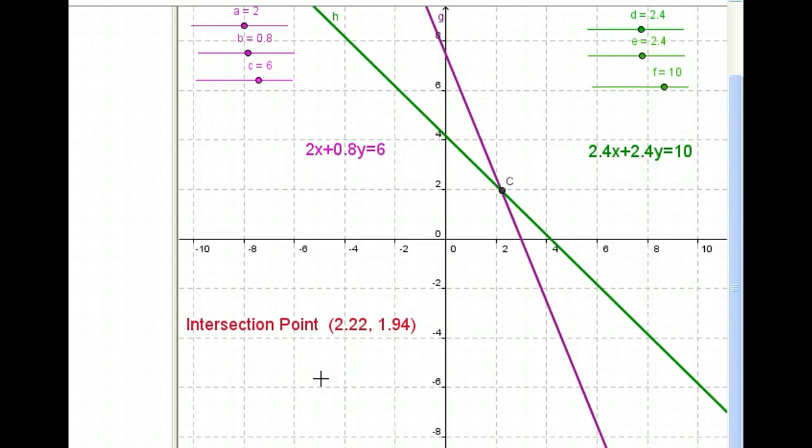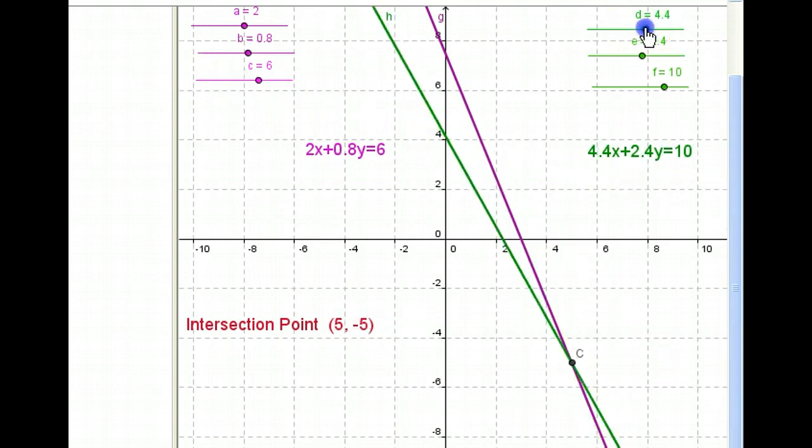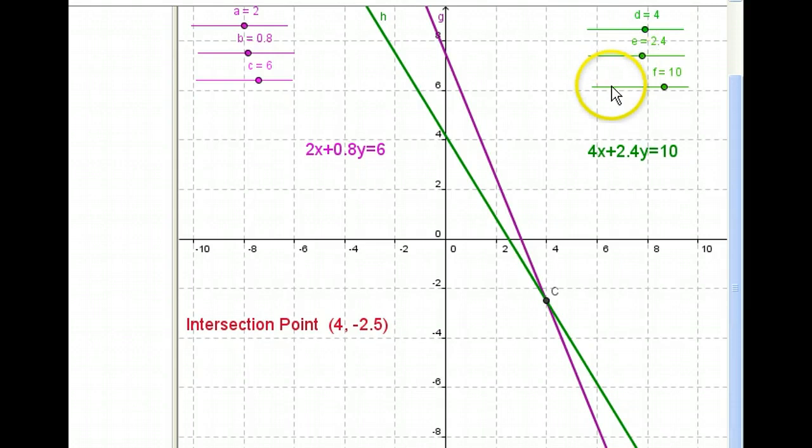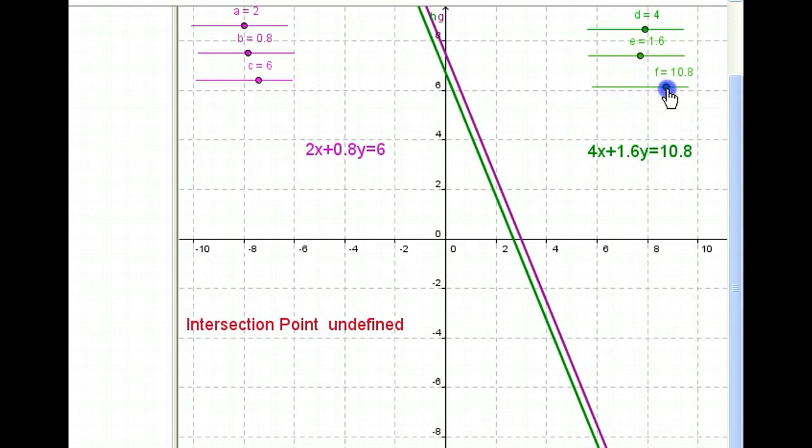Now let me say that we have a system of linear equations which is producing parallel lines. For example, this is 2x plus 0.8y is equal to 6. Now deliberately let me make this one 4, and this one 1.6, and this one I make it 12.